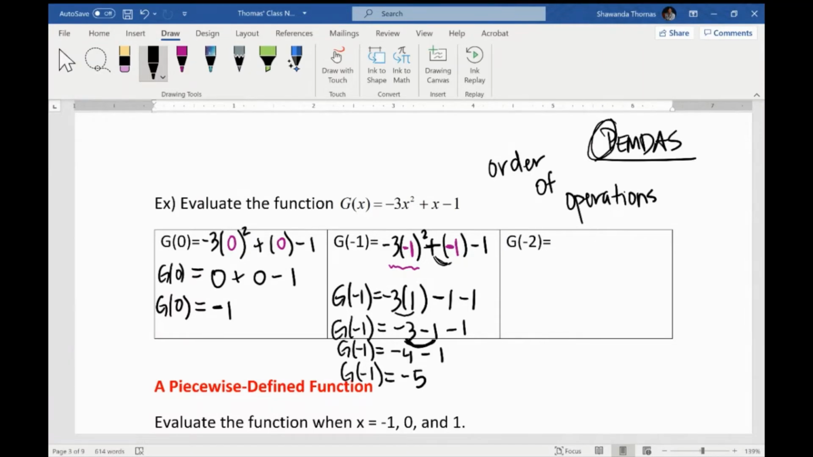So if you didn't get that right, especially focus on this one, because that's why I did one similar to that one, because a lot of people forget that PEMDAS rule where you have to focus on that exponent first. So try g of -2. I'm gonna give you 60 seconds to work on it.